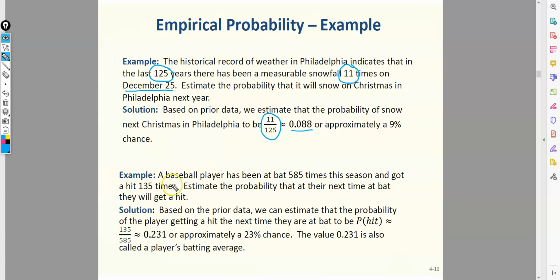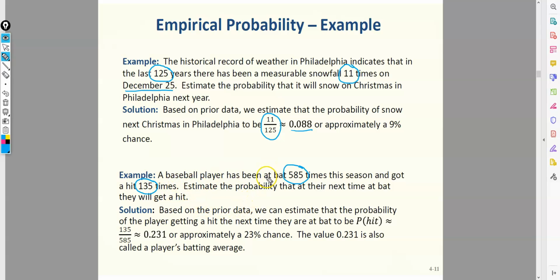Let's take a look at this one. So here we have a baseball problem. A baseball player has been at bat 585 times this season and got a hit 135 times. Estimate the probability that at their next at bat, the player gets a hit. Well, this 585 represents the number of times the experiment was conducted, and the 135 represents the number of times event A occurred, event A being getting a hit.